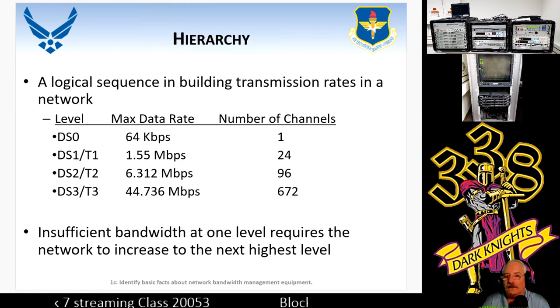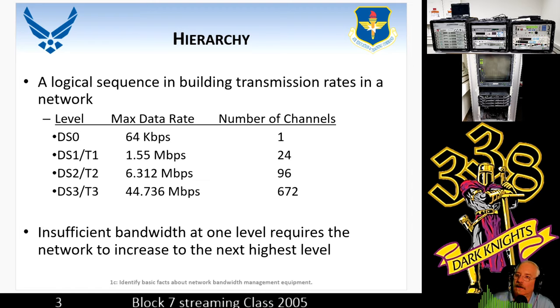Next up, we've got hierarchy. The reason why we look at hierarchy is because we want to build the speed and the bandwidth bigger. So if you take a look at this chart, it says DS0. This is 64K for one channel. 64K is voice. That's how they relate to it. VoIP would be another way of saying it. DS1, T1, we talked about that earlier yesterday, the T1 being a bipolar with eight zeros with zero suppression. There you go. It's a T1 line that they're looking at.